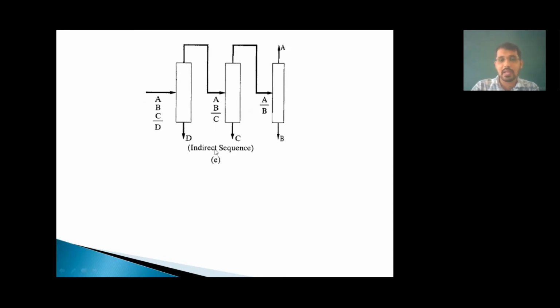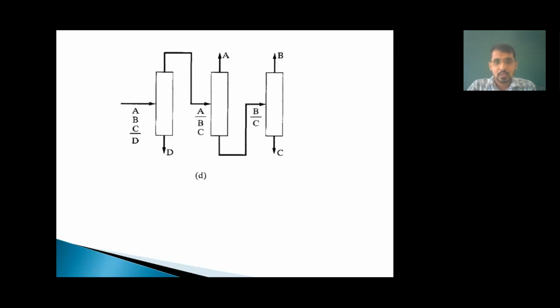Indirect sequence means we remove the less volatile component first. Here the order is: A is more volatile than B, B is more volatile than C, C is more volatile than D. So we remove the least volatile, component D, then C, then B and A. But in the direct sequence it is opposite. We remove the more volatile component A in the first column, then B, then C, and finally the less volatile component D. So this is the method for calculation of the best sequence.